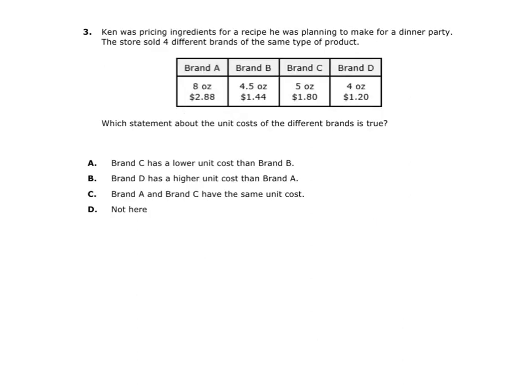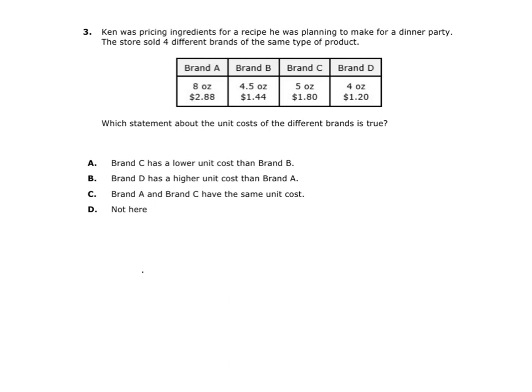Number 3 says Ken was pricing ingredients for a recipe he was planning to make for a dinner party. The store sold 4 different brands of the same type of product. Which statement about the unit cost of the different brands is true? So what we have to do here is we have to find the unit rate. When we find the unit rate, we have to divide. So we're going to divide 4 different times to compare the different costs.